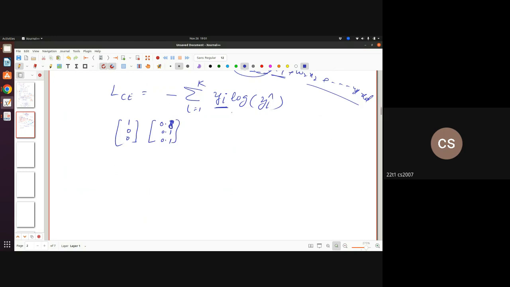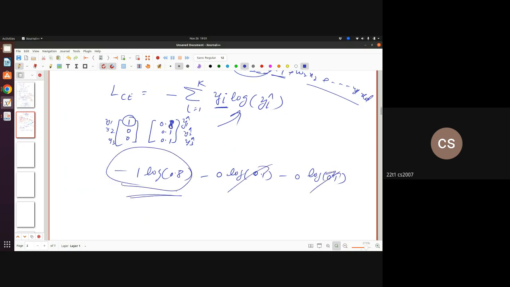So this is what you have to compare here. This is your y1, y2, y3, and this is your y1 hat, y2 hat, y3 hat, right? So all these values you will put in here. You'll get something like minus yi log yi hat, minus yi log yi hat, minus yi log yi hat, right? So this becomes 0, this becomes 0. This is the value that you will compute. That will be the value of cross entropy loss.